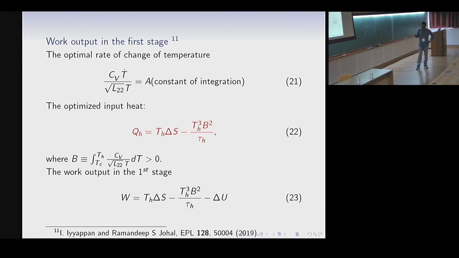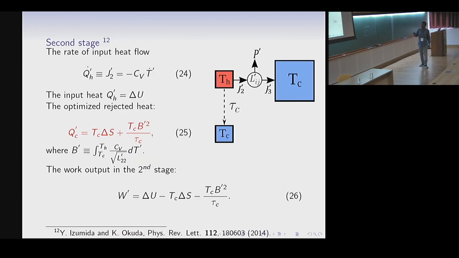Here the first term represents the reversible entropy change, the second term represents the irreversible entropy production. This 1 over time will come repeatedly, and here we calculate the work output in the first stage. The second stage is essentially Izumida and Okuda's work, and here the input heat flux has a negative sign, which represents that the hot source temperature keeps on decreasing.